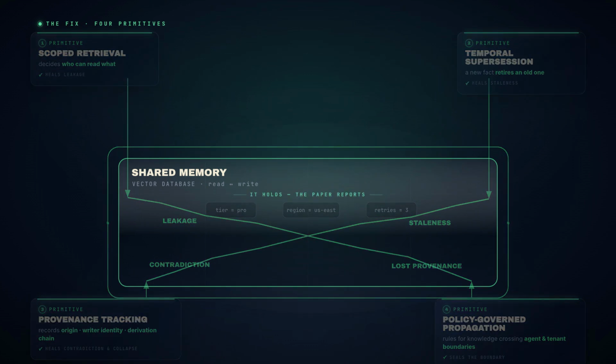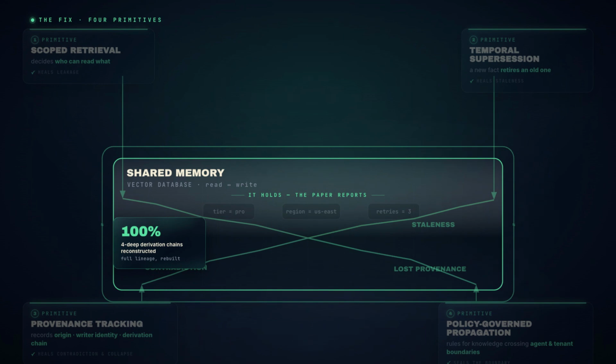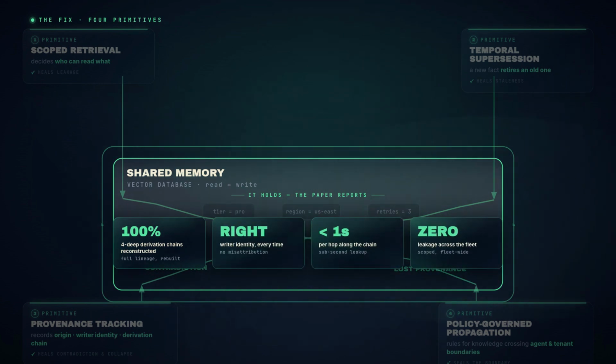And it holds. The paper that formalized this reports reconstructing 4 deep derivation chains with the right writer every time, in under a second per hop and 0 leakage across the fleet.